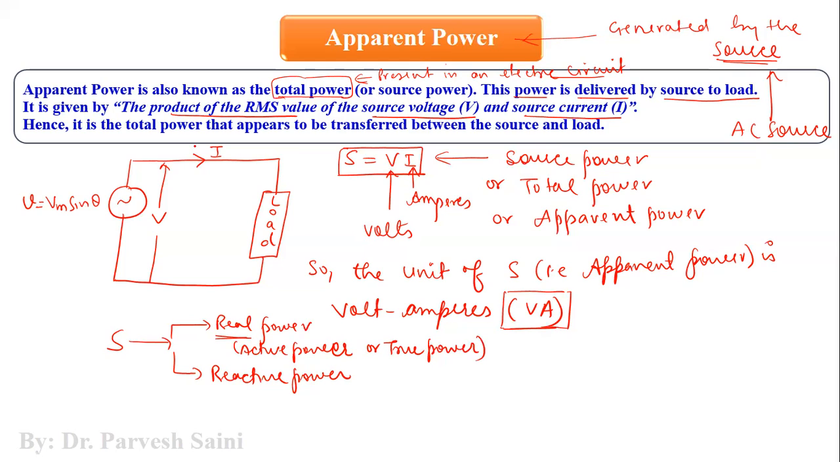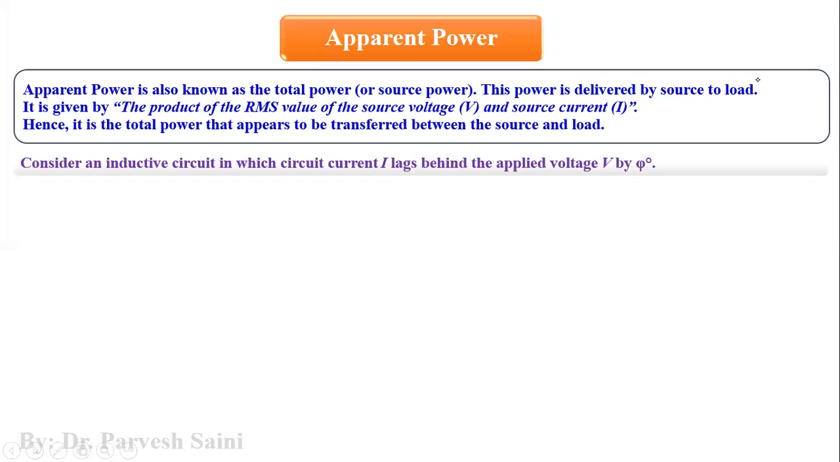Now this can be understood with the help of a phasor diagram. Let us consider an inductive circuit in which the current I lags the voltage by some angle, which is phi here. This is the Greek letter phi. Inductive circuit means not a pure inductor.